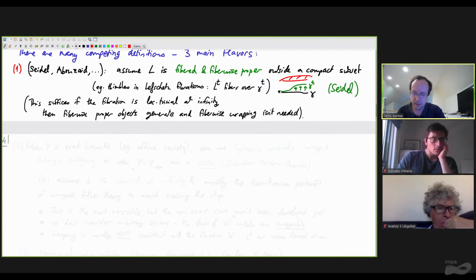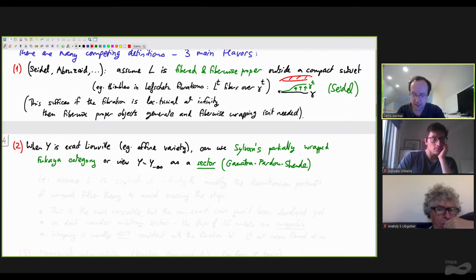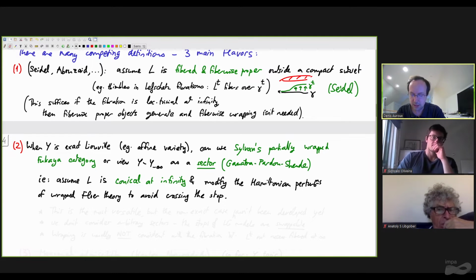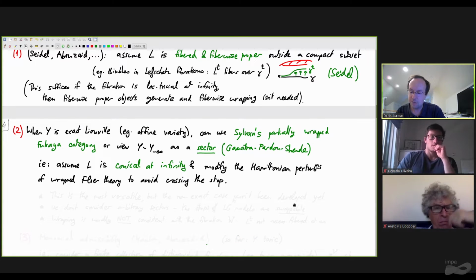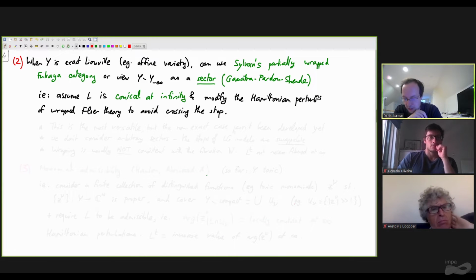And so the language that has emerged for this is the notion of partially wrapped Fukaya category, or more recently, of sectors. So this is kind of a framework that gradually arose. I think maybe one of the first instances is Zach Sylvan's thesis, but then after that, Ganatra, Pardon, and Shende came up with this notion of sectors, which really clarifies everything that's happening.